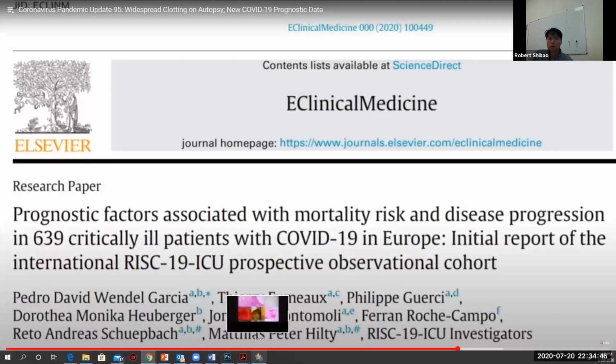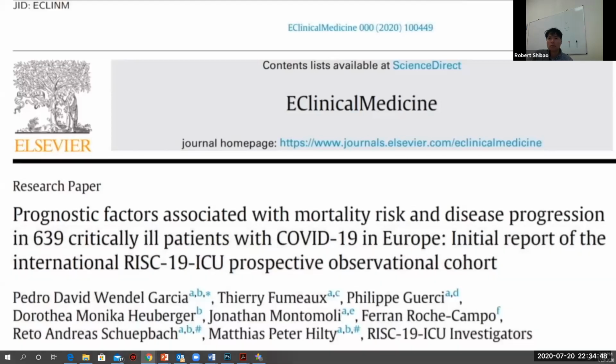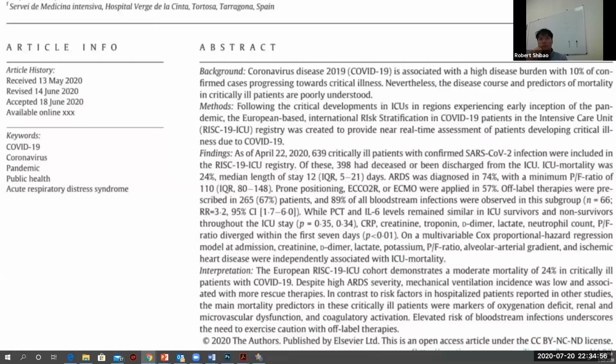Initial report of the International Risk-19 ICU Prospective Observational Cohort. This paper was published out of Zurich, Switzerland. What they did here was take 639 critically ill patients, look at a number of variables, and try to determine which things were going to determine likelihood of survival versus non-survival.